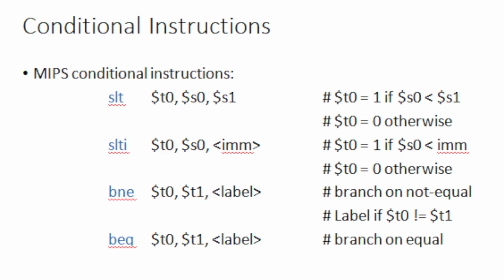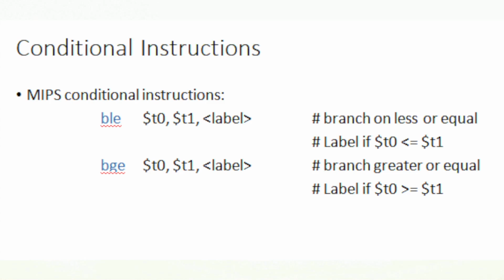BNE stands for branch not equal, and it helps to jump to the given branch if two registers are not equal. BEQ stands for branch equal to, and it helps to jump to the branch if two registers are equal. Similarly, BLE stands for branch less than or equal, and it will jump to the given branch if two registers are less than or equal to each other. And the last one is BGE. It stands for branch greater than or equal.